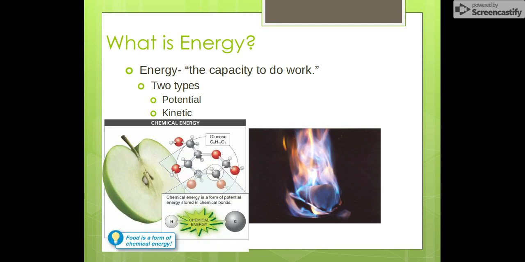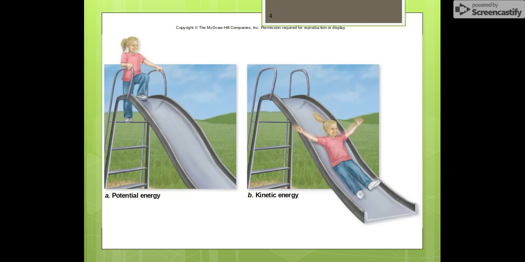Okay, so we see this apple here. Within this apple, we've got all these molecules, and in each of those bonds, we've got chemical energy stored there. So when we eat things, we break those bonds of these molecules to get the energy that we need, and then we convert it into another form, which we'll talk about in a little bit. Here's an example of potential and kinetic energy. As the girl's at the top of the slide, she has that gravitational potential energy. Then as she goes down, that potential energy is turning into kinetic energy. She's moving.